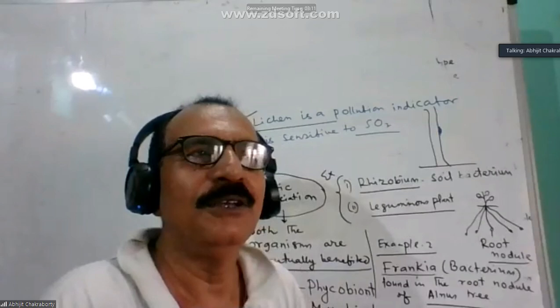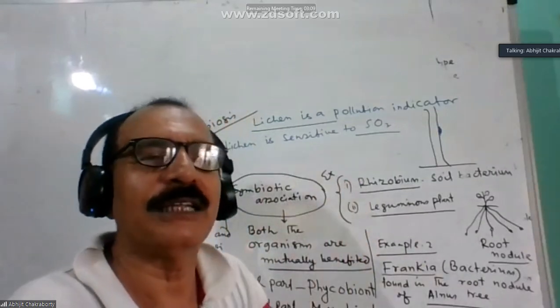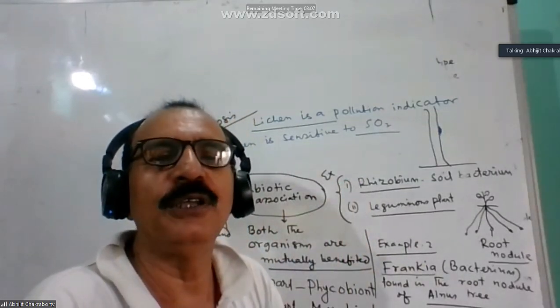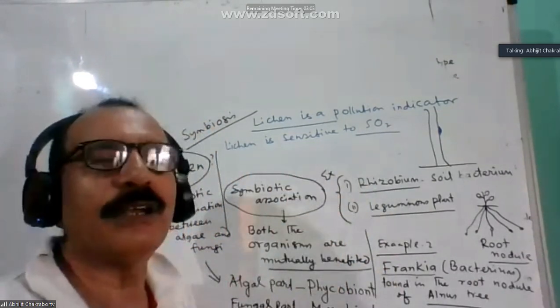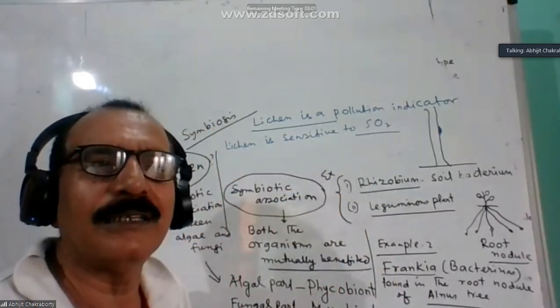So this is about the lichen. Why were lichens destroyed at that time? Due to the huge amount of sulfur dioxide in the atmosphere. The lichen cannot tolerate sulfur dioxide and hence they are killed.